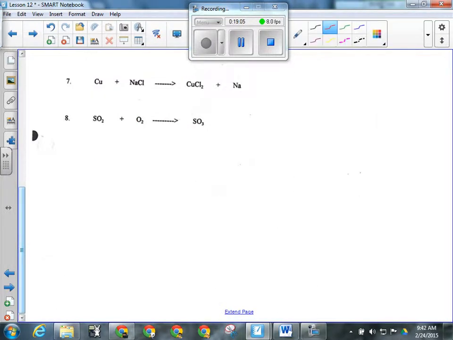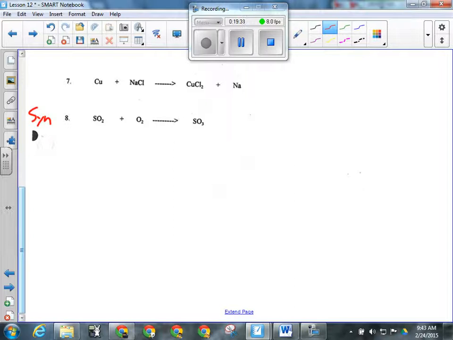First off, we've got 2 things going to form one thing. Now, we said that usually when that happens, it's going to be 2 elements forming a single compound. But is it okay if it's a compound and an element forming a single compound? Is it still the same type? This is still a synthesis reaction. The reason it's still a synthesis reaction is we only have one product. So in that case, this is still a synthesis reaction.